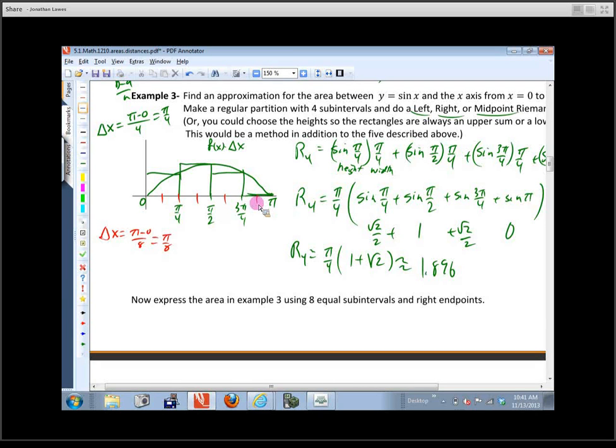I have 8 subintervals. So this is going to be pi eighths, pi fourths. Or I think you'd be better off writing 2 pi eighths, just so you could keep track of it. 3 pi eighths, 4 pi eighths, 5 pi eighths, 6 pi eighths, 7 pi eighths, and that would be 8 pi eighths right there.